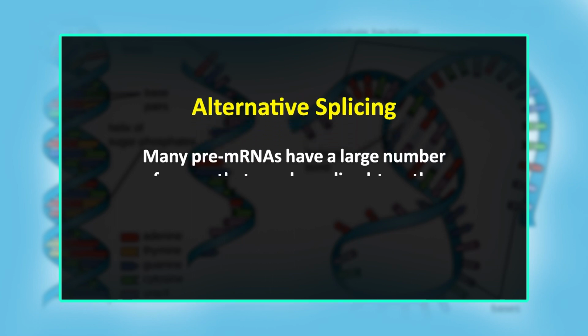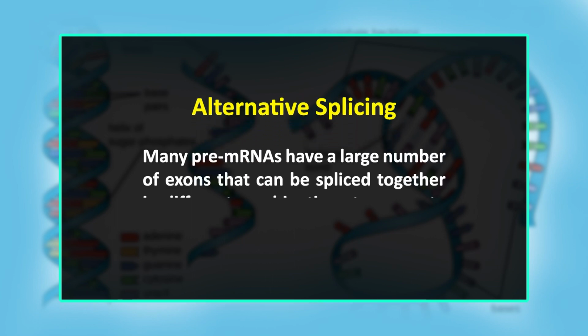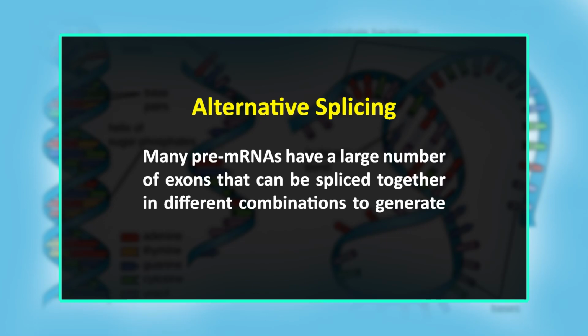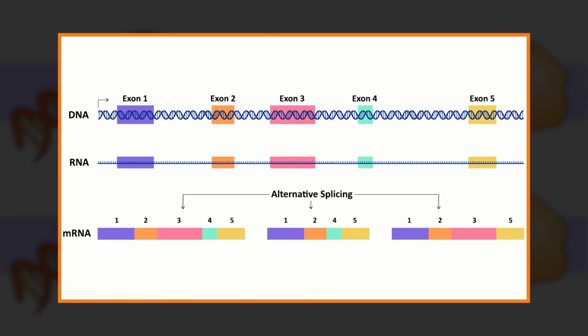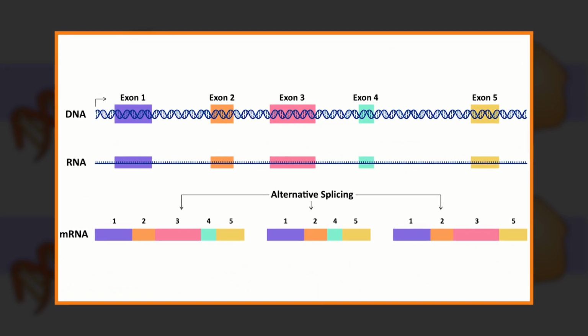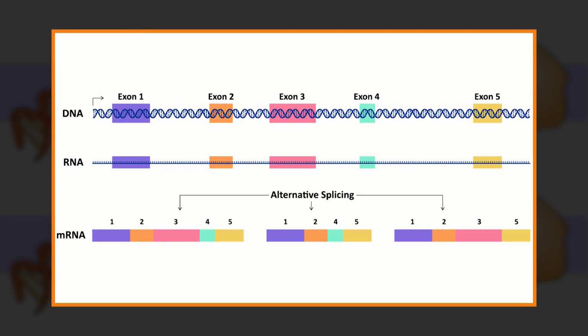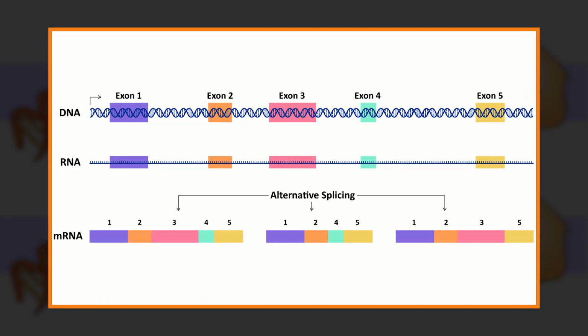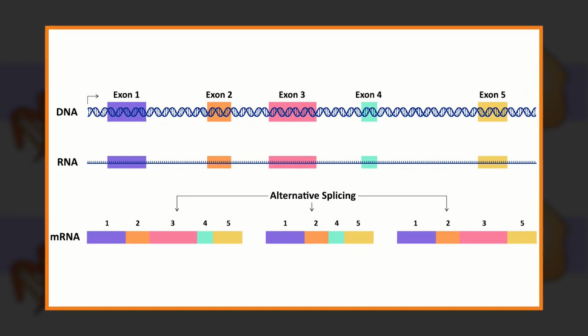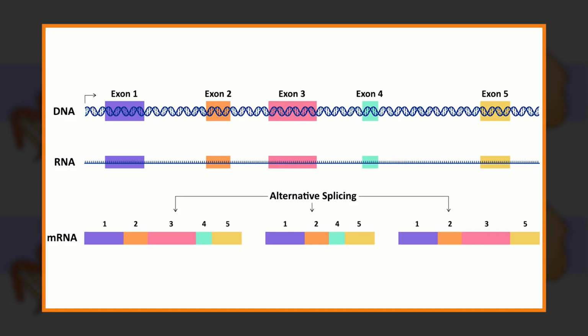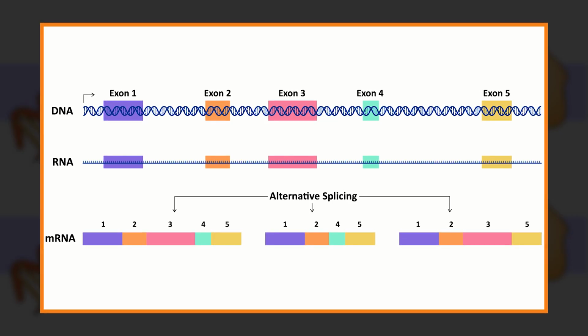Dear students, let's now discuss alternative splicing. Many pre-mRNAs have a large number of exons that can be spliced together in different combinations to generate different mature mRNAs. This is called alternative splicing and allows the production of many different proteins using relatively few genes, because a single RNA can, by combining different exons during splicing, create many different protein-coding messages.